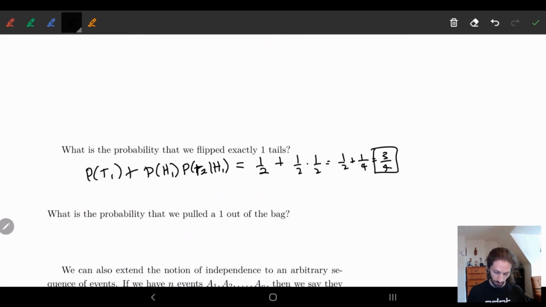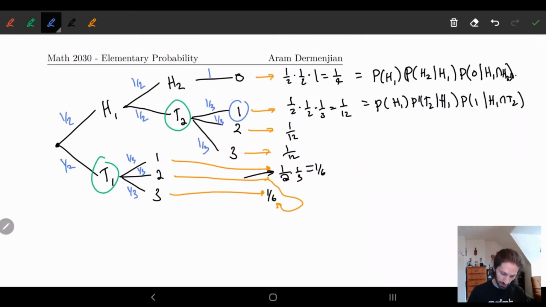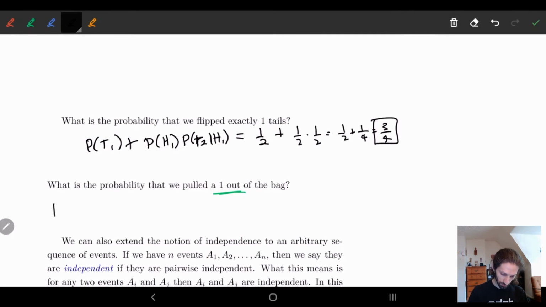Okay, so next question is, what is the probability we pulled a 1 out of the bag? In this case, I'll do it in blue. This is looking at this case here and this case here. And so here we already have this first one written down, right? So what we have here is the probability of a 1 is given by the probability of h1 times probability of t2 times probability of 1 given t2 and h1.